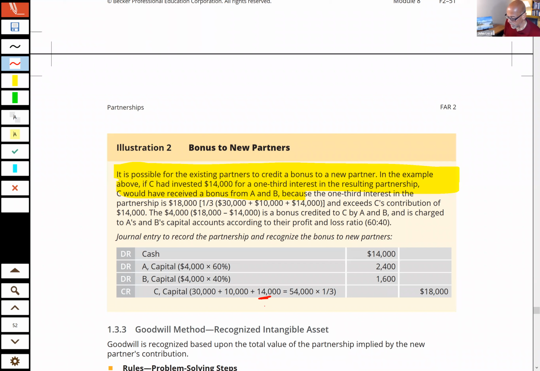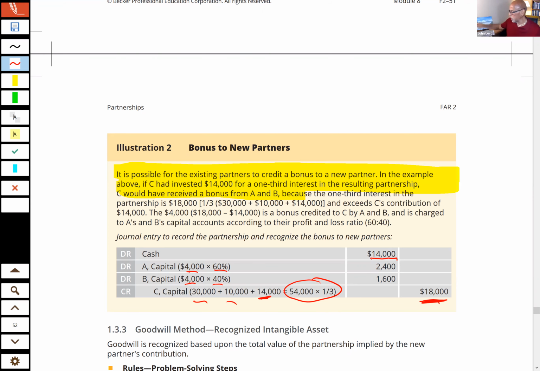$14,000, right? And they're going to end up with a 1/3 interest of what will be worth $54,000 when you add that to the others' capital accounts. That means they're going to get an $18,000 share for what? Something that's worth $18,000 for only $14,000. So that $4,000 difference, right? The 18 minus the 14, right? 60% comes out of A's capital account and 40% comes out of B's capital account.